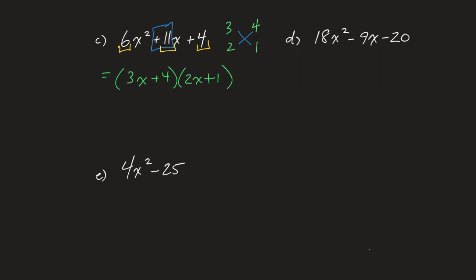So what I want you to do is, if C wasn't so fast for us, then I want you to pause the video and give D a shot again. Okay? So let's pause it now, give D another shot.